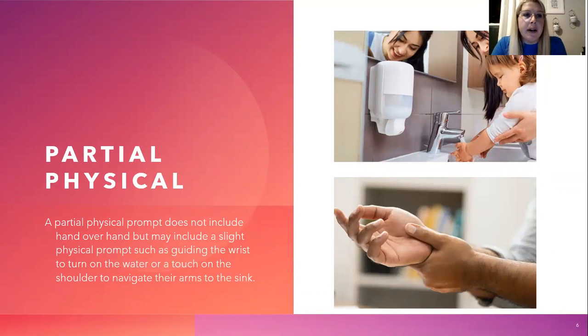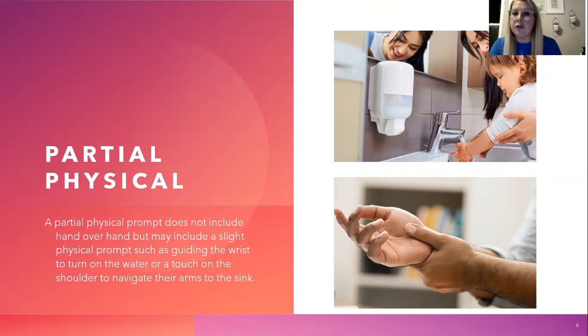Next in the prompting hierarchy is partial physical. A partial physical prompt does not include hand over hand, but may include a slight physical prompt, such as guiding the wrist to turn on the water or a touch on the shoulder to navigate their arms to the sink.